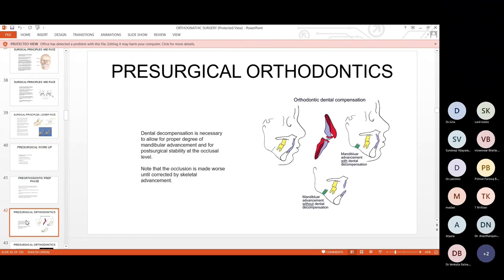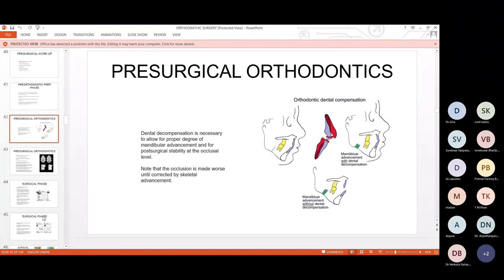So you must remember, when they do the orthodontics preoperatively, the occlusion becomes worse until corrected by the skeletal advancement. So one should be ready for that. There's nothing to get psyched out about this.